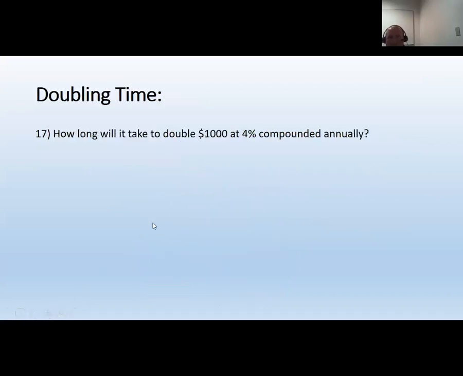So does anybody have any questions on this problem? Okay. All right. Now this says how long will it take to double $1,000 at 4% compounded annually? For the doubling time of an investment, there's a rule called the rule of 72. The rule of 72 says that if you take 72 divided by the effective annual yield as a percentage, not as a decimal, you'll get the amount of time it takes for an investment to double. It doesn't matter how much the investment is. So whether it's 1,000 doubling to 2,000 or $1 doubling to $2, the doubling time is only dependent on the effective annual yield as a percentage.